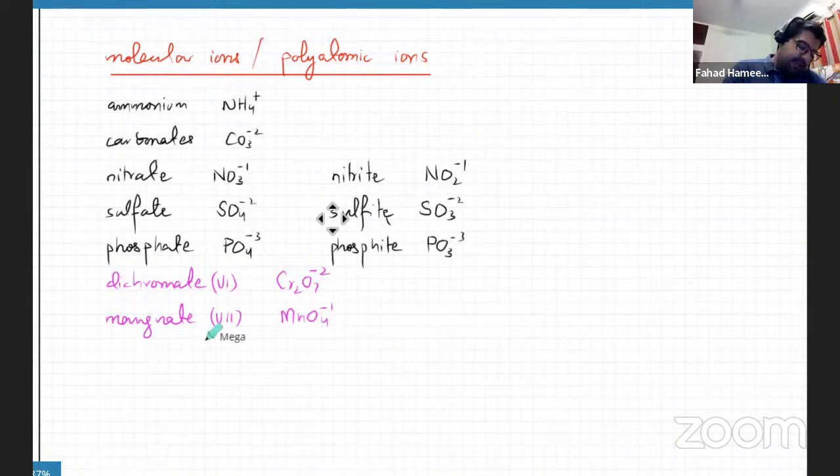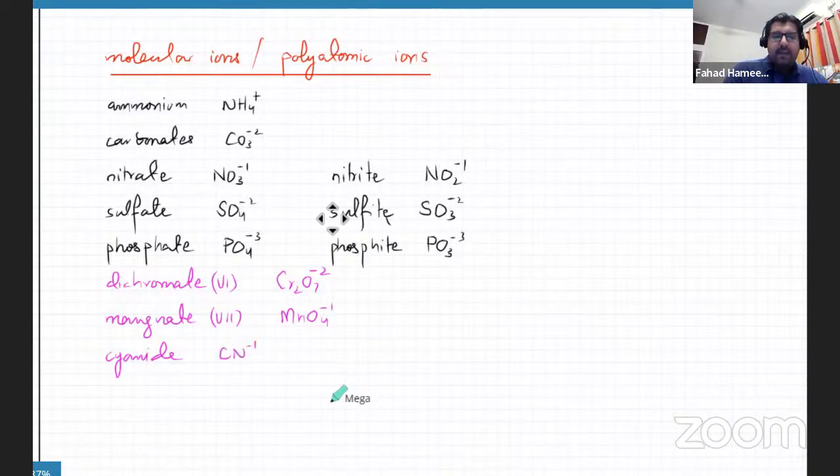What's cyanide? That is CN -1. And let me just be quick. Are there any other ions that we've actually missed? Does anyone know any other ions apart from these?